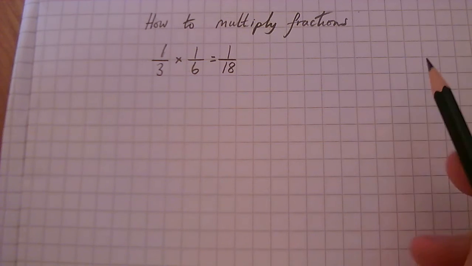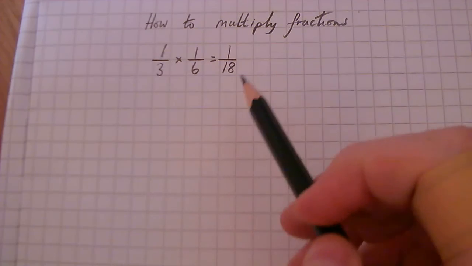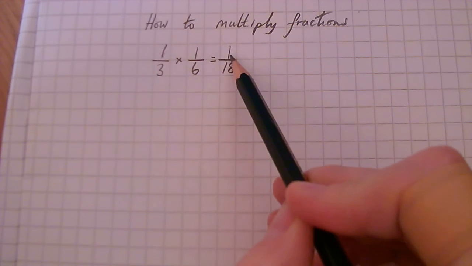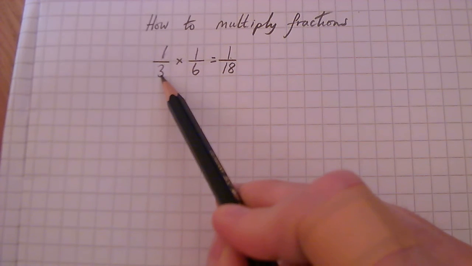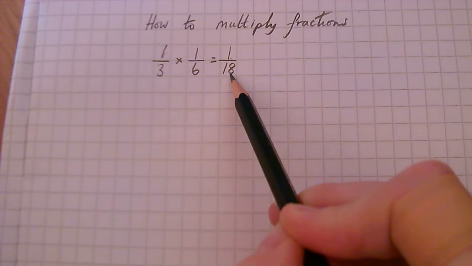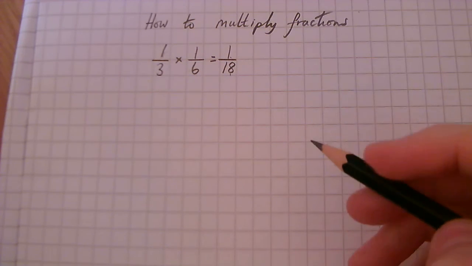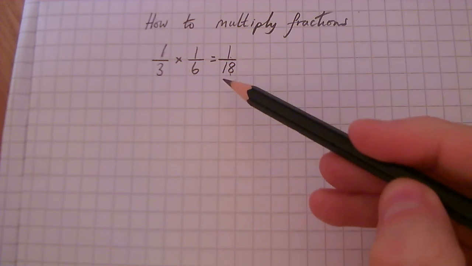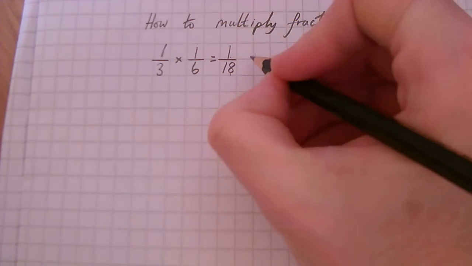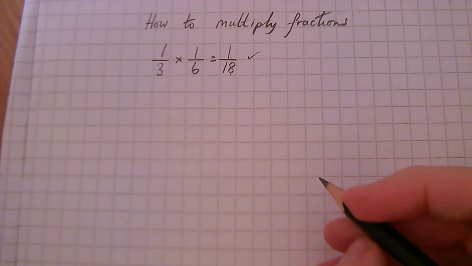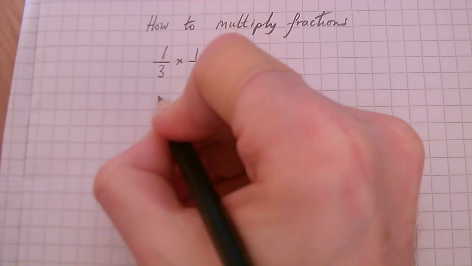So just to recap, when you multiply two fractions, you times the numerator by the numerator, and you times the denominator by the denominator. At the end, when we get our answer, we see if we could simplify it, and we can't simplify 1/18, so 1/18 is the final answer. Let's look at another example.